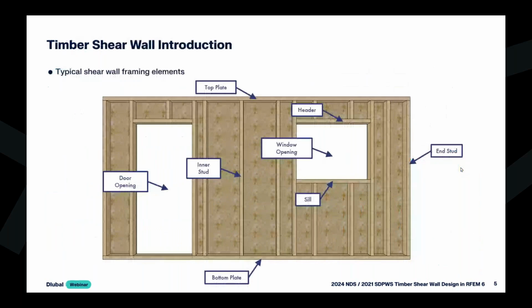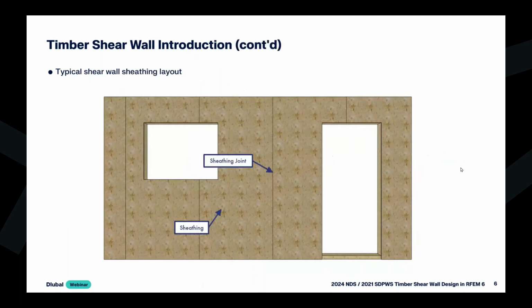For those of you joining us today, I'm sure most of you are familiar with what a timber shear wall is, but we'll go ahead and show here the basic framing elements. We're talking about the inner studs, the end studs, top and bottom plates, as well as the openings. In addition to the framing elements, we also have our sheathing. This is typically OSB or plywood, for example, in panel widths of 4 feet. If we have these various panel widths, we additionally are going to have this sheathing joint.